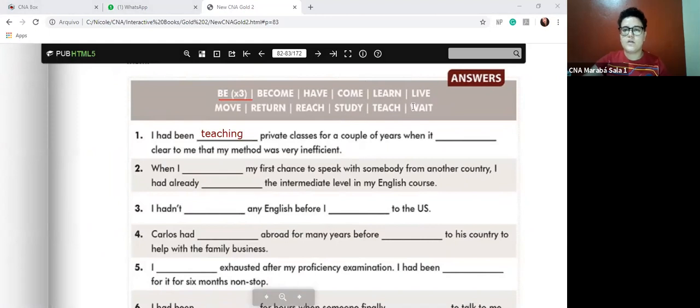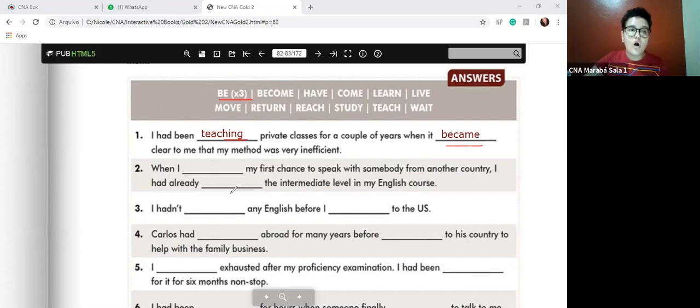So we have here teach. We're going to add ing to this, teaching here. I had been teaching private classes for a couple of years when it became clear to me that my method was very inefficient. So you are going to try to complete the other sentences with the correct forms of the verb. Pay attention because in number 1, I used ing and I used here the verb in the past.